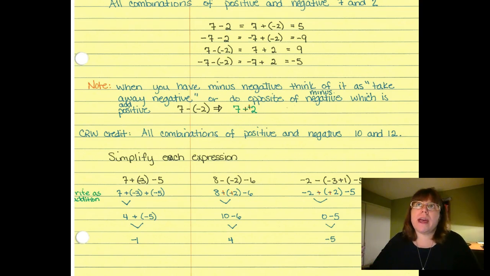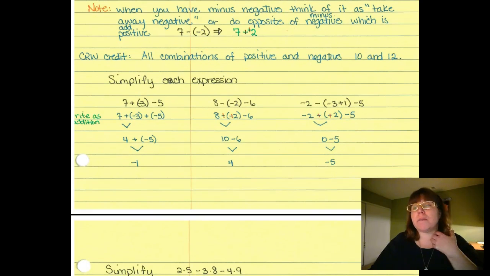So when you have minus a negative, you can think of it as take away the negative. I know a lot of people say for minus, take away. So take away the negative, or do the opposite of a negative, which is positive. So 7 minus negative 2 is going to be 7 plus positive 2. So let's take a look at a couple of expressions and simplify them.